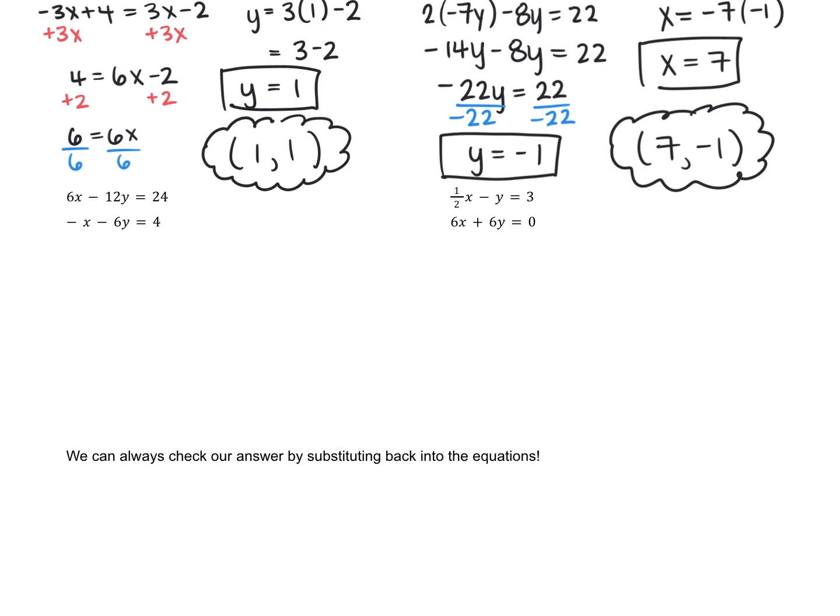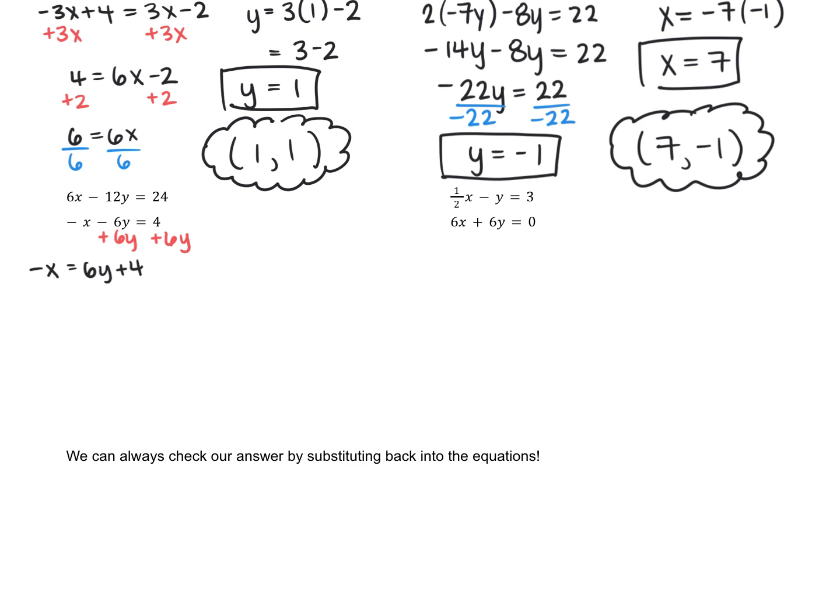In our third example, we have 6x minus 12y equals 24, negative x minus 6y equals 4. So when I'm trying to figure out which equation I'm going to isolate, I'm going to go with the second one because I have an x that has a negative 1 in front of it, which is a lot easier to deal with than my first equation where I have a 6 and a negative 12. So my first step is going to be to add 6y to both sides. We get negative x equals 6y plus 4.